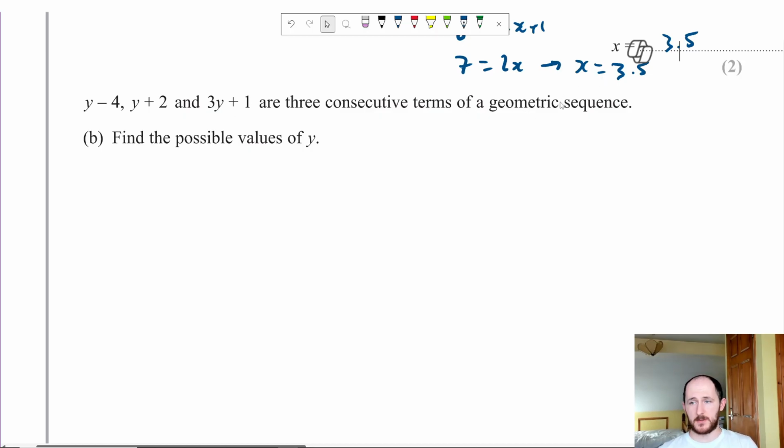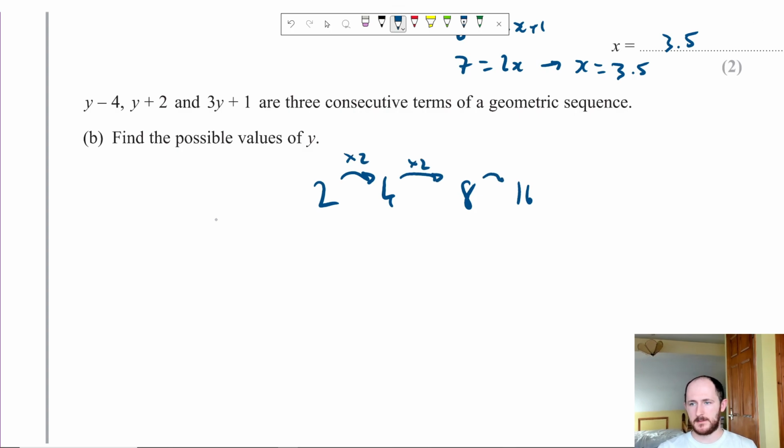A geometric sequence means that they multiply by something in order to get the next term. So for example, we could have 2, 4, 8, 16, where each term is being multiplied by 2. Now again, there are two ways to do this. I could say y minus 4 times d equals y plus 2, or, and I actually prefer this way, if I didn't know that I was timesing by 2 in each case, what could I do?